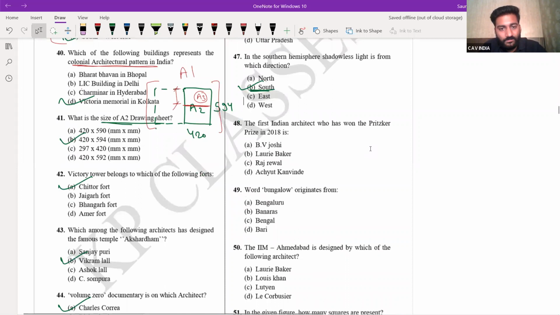Then comes the first Indian architect who has won the Pritzker Prize. Actually, not just the first one, he is also the only Indian architect who has won the Pritzker Prize till now. It's B.V. Doshi. And the year in which he won the prize was 2018.